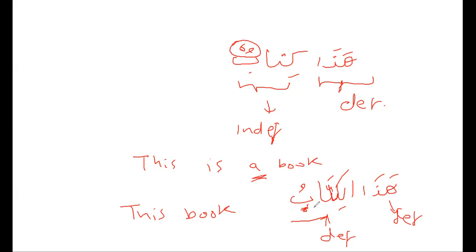Al-kitabu, if we say it individually, it's definite, but here it's not making a nominal sentence because there is no copula over here, no "is" or "are." So basically here, haza is definite, al-kitab is definite. When we have two nouns which are definite, what's the relationship between them?